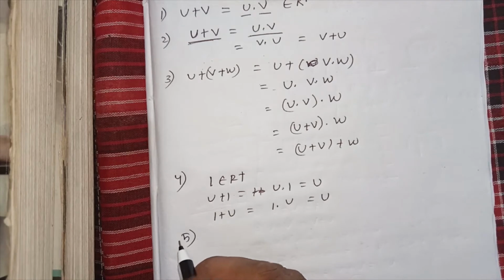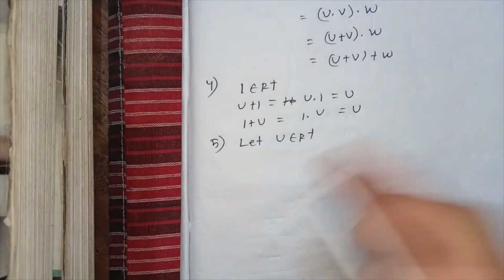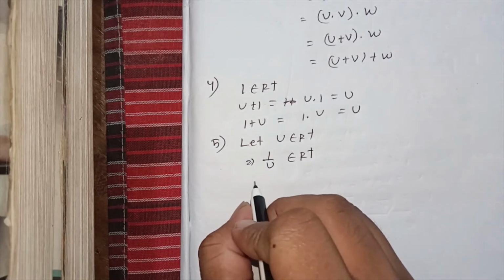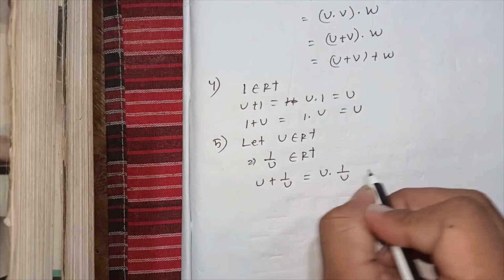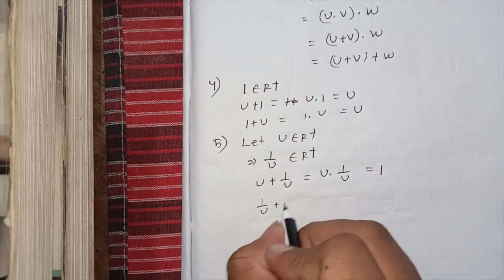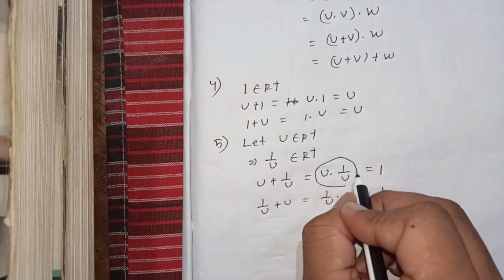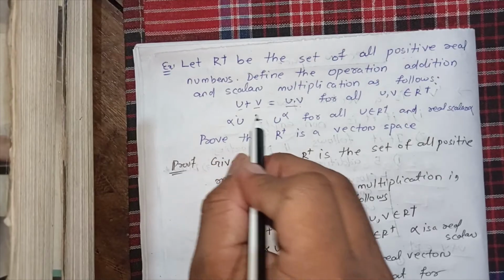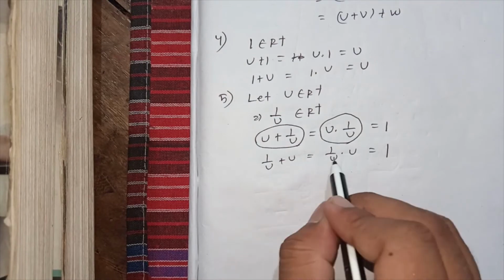The fifth one is: let u belong to R plus. If u belongs to R plus, this implies that 1 by u will also belong to R plus, and then u plus 1 by u. The property is that u into 1 by u, you are getting here 1, or 1 by u plus u is equal to 1 by u into u is equal to 1. However it is multiplying, this is the given condition. If the two vectors are added, u plus v, the given condition is u plus v is equal to u into v. By applying this, we will get that 1 by u plus u is equal to 1 by u into u is equal to 1. So these are the fifth.